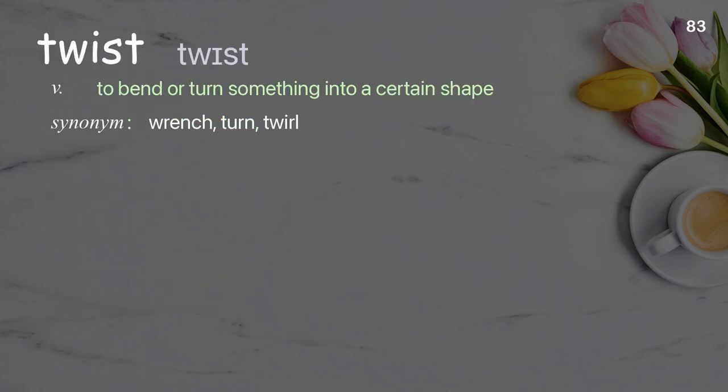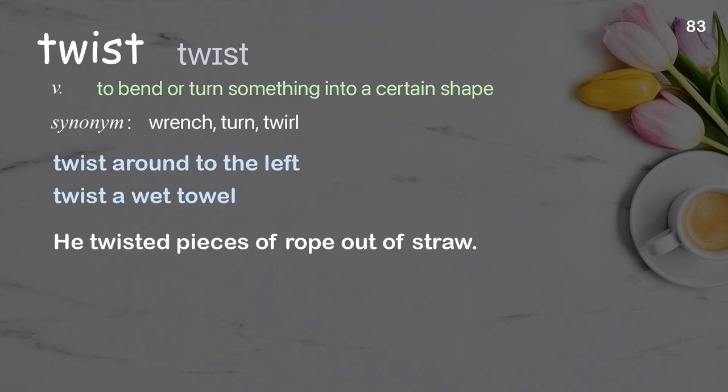Twist. To bend or turn something into a certain shape. Examples. Twist around to the left. Twist a wet towel. He twisted pieces of rope out of straw.